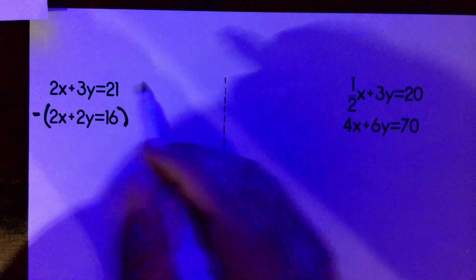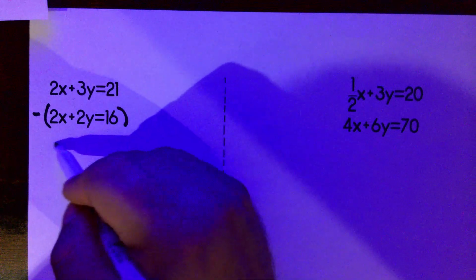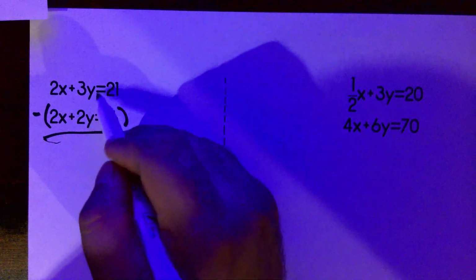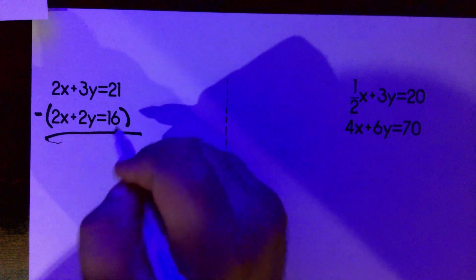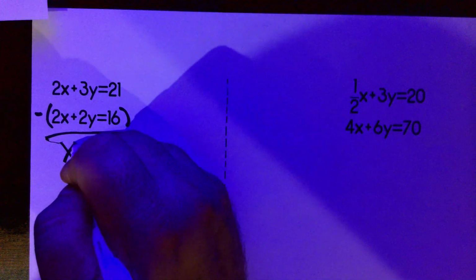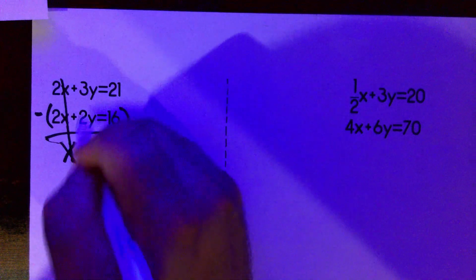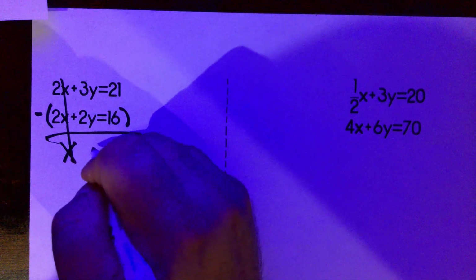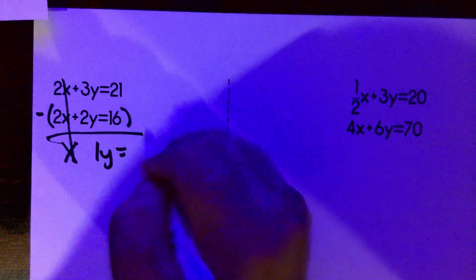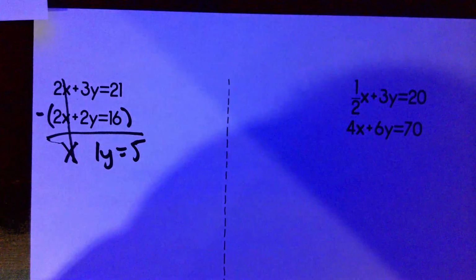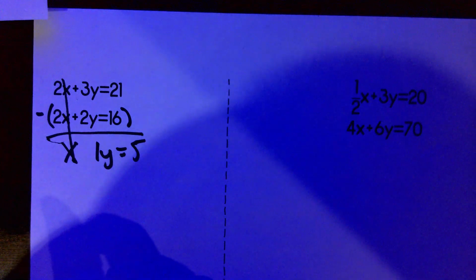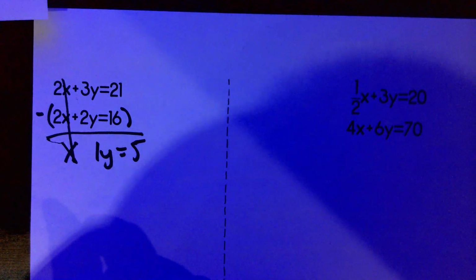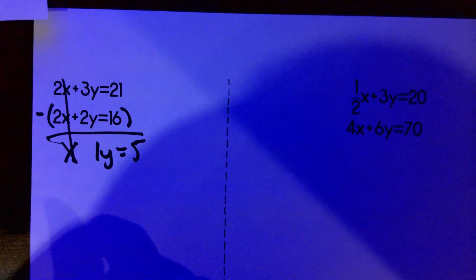You can either subtract the top from the bottom or the bottom from the top. It doesn't matter. You had 2x plus 3y equals 21, and if you subtract this equation, 2x plus 2y equals 16, you end up canceling the x's. 3 minus 2 is 1, and 21 minus 16 is 5. And just like that, we figured out what y is. It's 5. That's a really quick and easy way to solve a system.